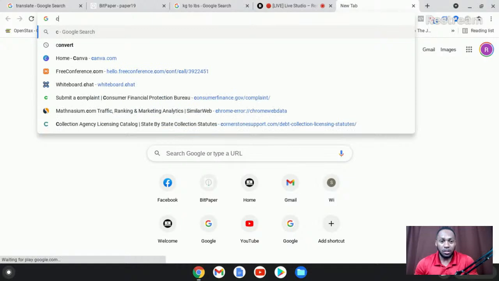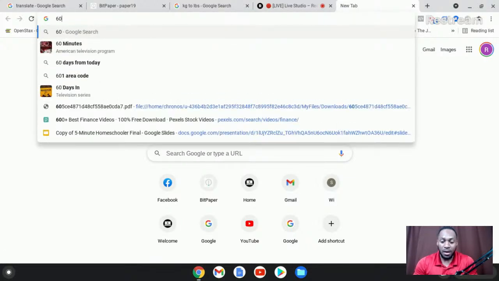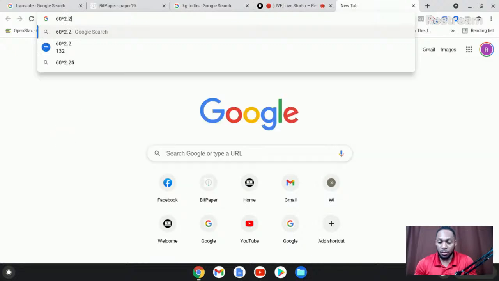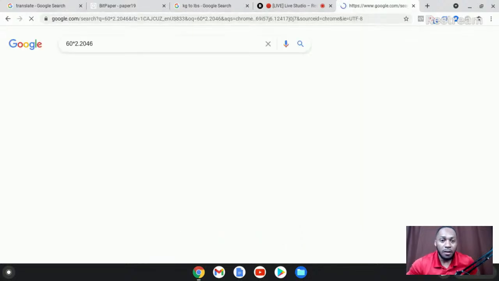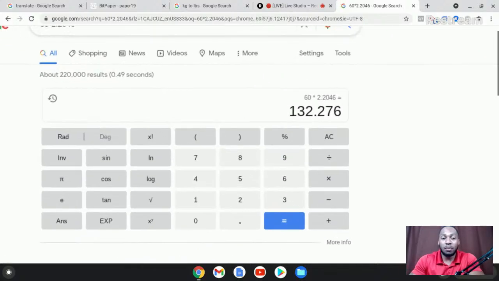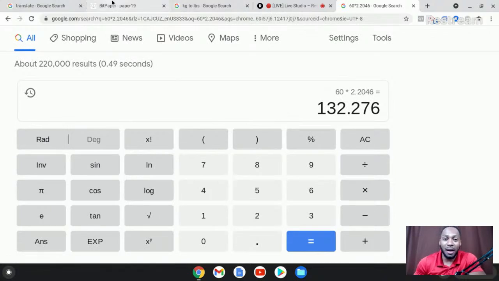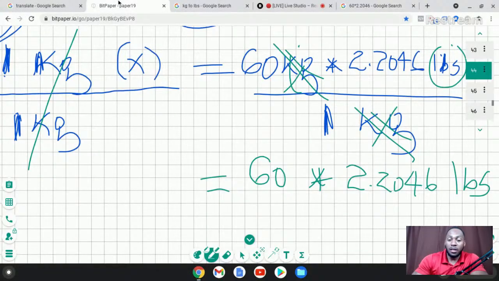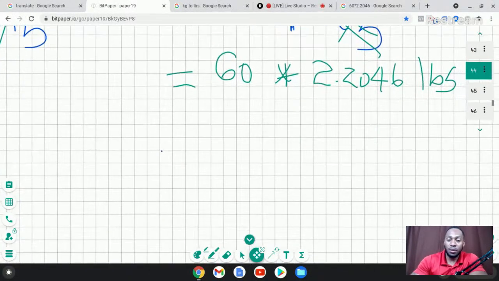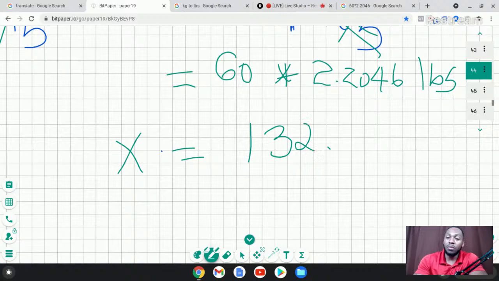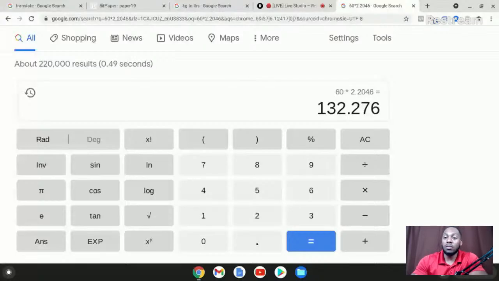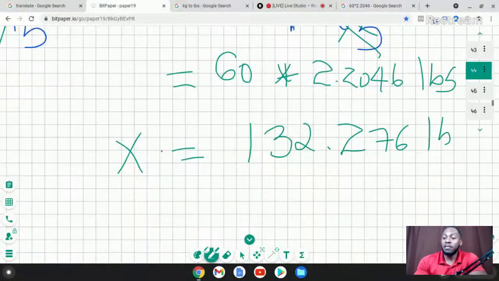Let me do 60 multiplied by 2.2046, right? Okay, so I have 60 multiplied by 2.2046. I get roughly 132 pounds, 0.276. So x is equal to 132.276, and what we have should be in pounds.